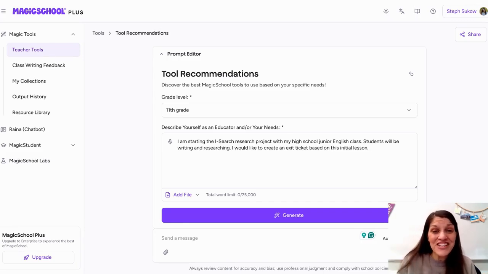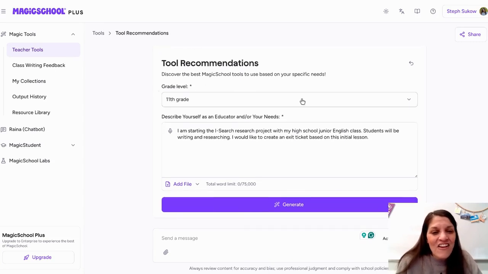So I wanted to be able to use Magic School to figure out what tools I might use to help me support my students in breaking down the project itself. And I also wanted to know what tools I could use or have my students use to support their learning along the way. So let's check it out.